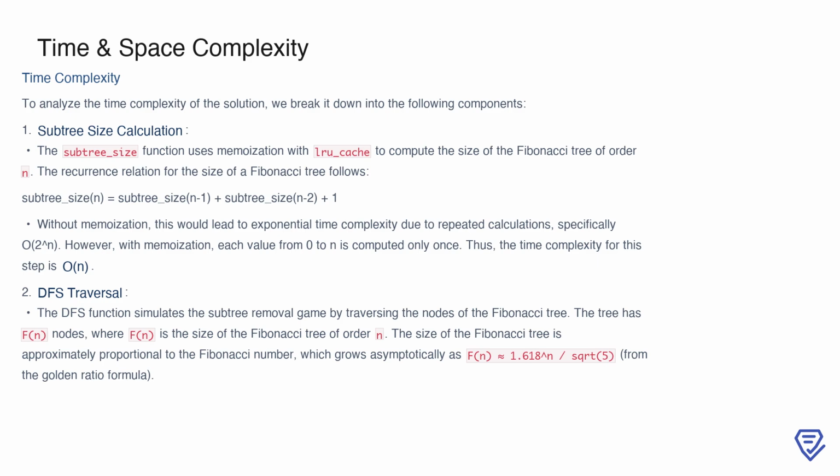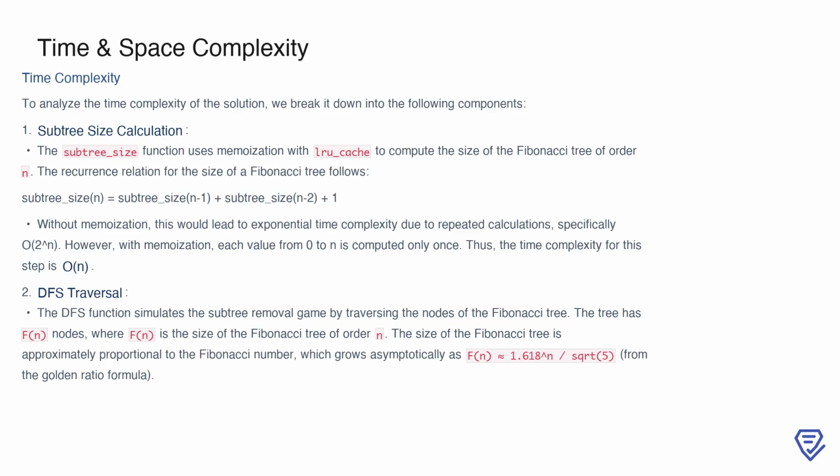First, we have the calculation of the subtree size using the subtree_size function. This function employs memoization through row_cache to store results for each Fibonacci tree order. The recurrence relation for the size of a Fibonacci tree is based on the Fibonacci sequence. The size of a tree of order n is equal to the size of the trees of order n-1 and n-2, plus 1 additional node. Without memoization, this would result in an exponential time complexity of O(2^n), due to repeated calculations. However, memoization ensures that each value from 0 to n is computed only once, reducing this step to O(n).